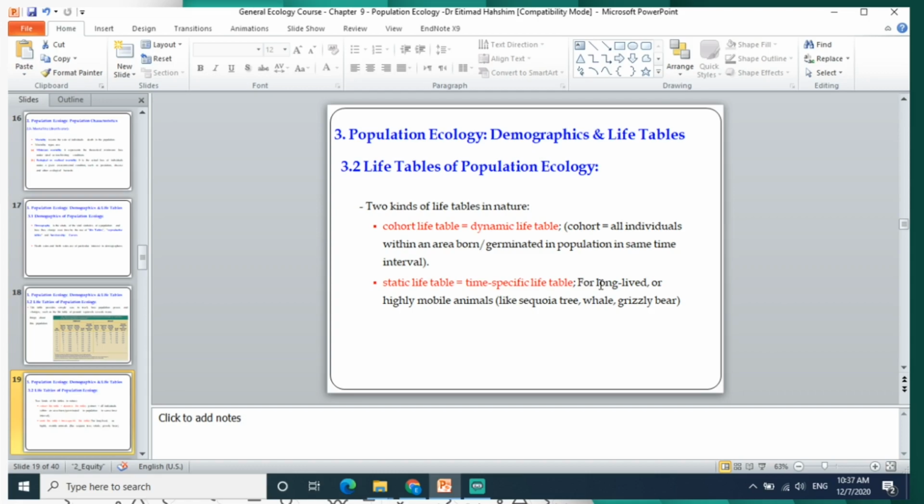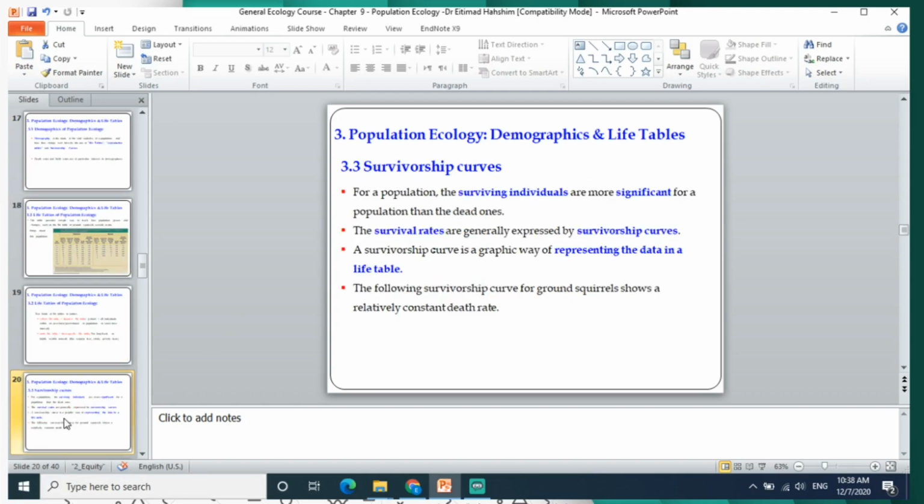And the other type of life table is the static life table. Static means time-specific life table. For example, it is calculated for long-lived or highly mobile animals that are present. Long-lived organisms, we do a static life table for them. But cohort life table, all individuals in an area born or germinated, whatever, you can do a cohort life table for them.